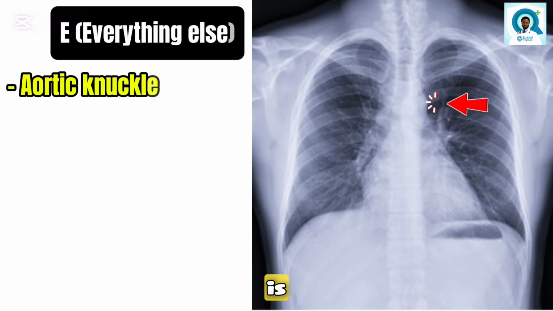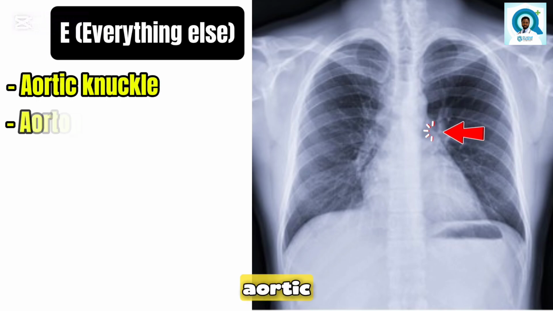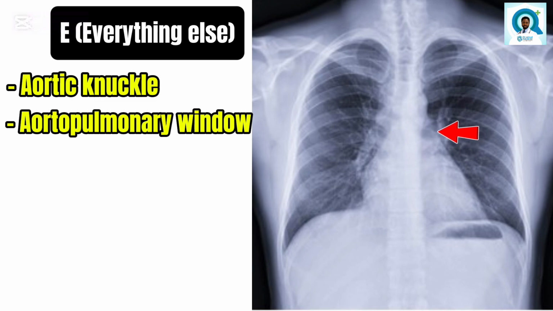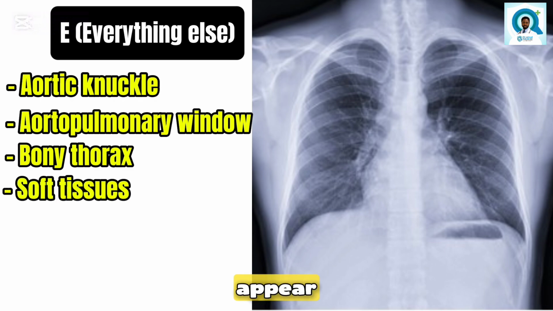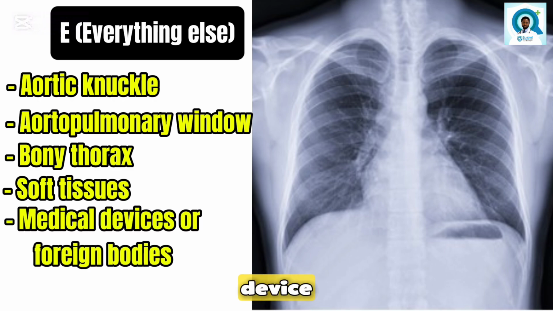The aortic knuckle is well defined and of normal size. The aortopulmonary window is clear. The bony thorax, including the ribs, clavicles, scapulae, and visible spine, show no fractures or lytic lesions. The soft tissues appear normal with no surgical emphysema or masses. There is no medical device or foreign bodies seen.